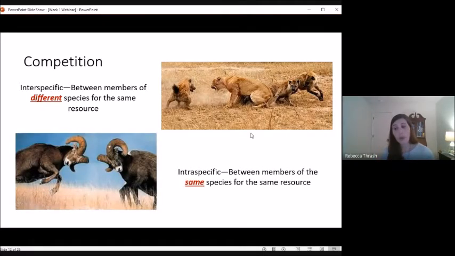Or this can be between members of the same species for the same resource. And a lot of the time, this can be for mates, as is the case with this ram species here. So they are in active competition for mating females, right? So interspecific and intraspecific. These types of competition will have different effects depending on what resource they are competing over.